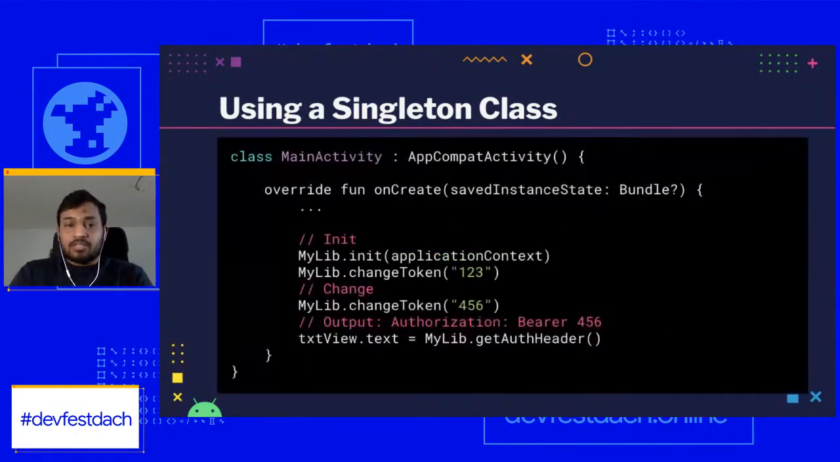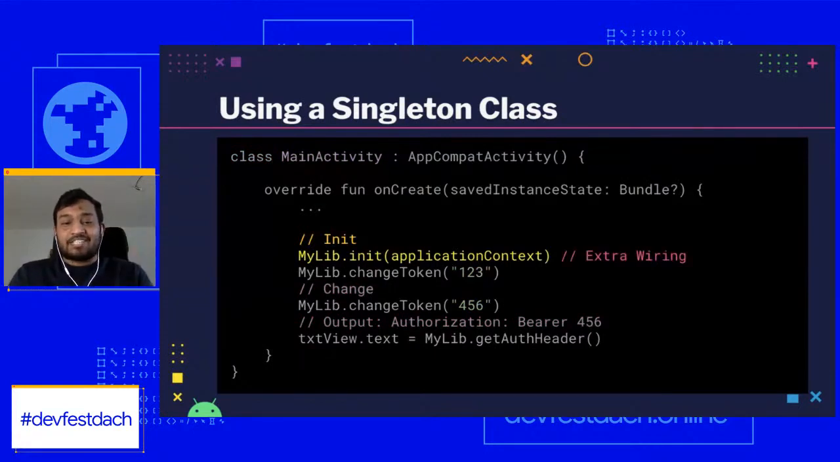Now, in order to use this in your main activity, you would do it the usual way. You say mylib, because it's now a singleton, so you're statically using mylib, and then you call the init function. This time you're going to be passing the application context because you need context to reference the strings.xml file. The rest of the code is kind of the same. You call change token to say 1, 2, 3, then change token to 4, 5, 6, and then eventually retrieve the value using the singleton object that you have.